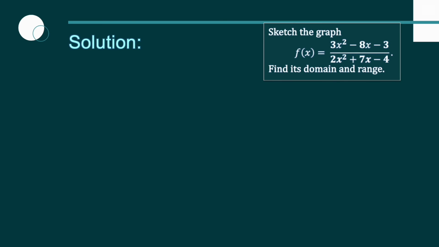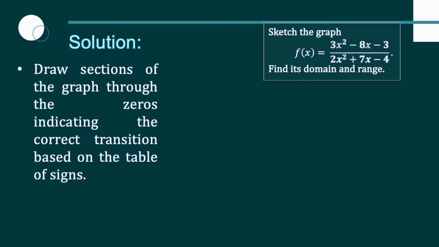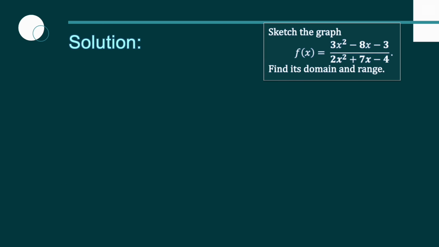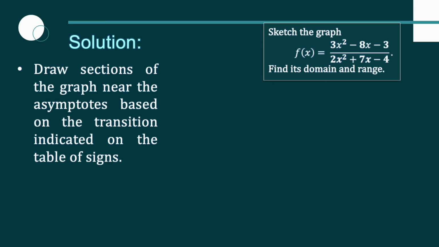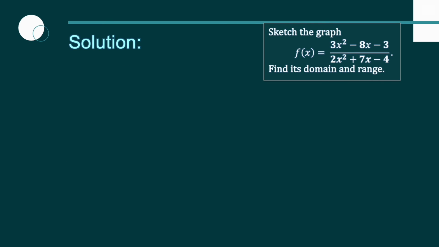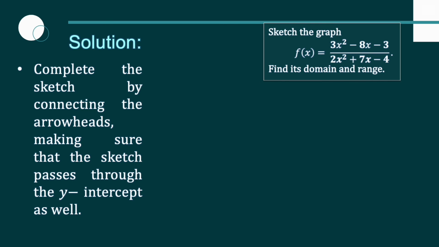Next, we draw the sections of the graph through the zeros, indicating the correct transition based on the table of signs. Again, based on the table of signs, we draw sections of the graph near the asymptotes. Now, we complete the sketch by connecting the arrowheads, making sure that the sketch passes through the y-intercept as well.